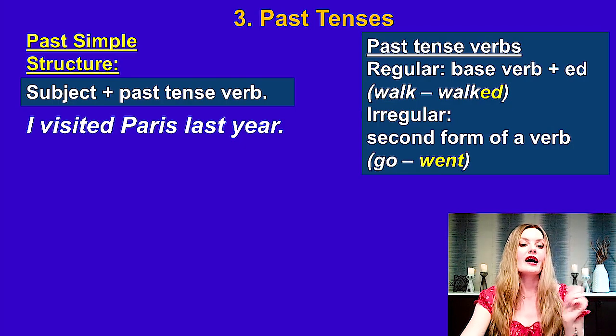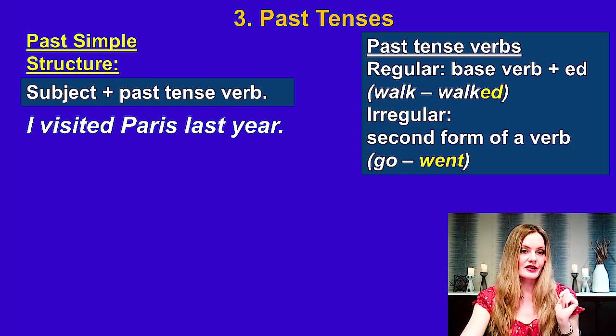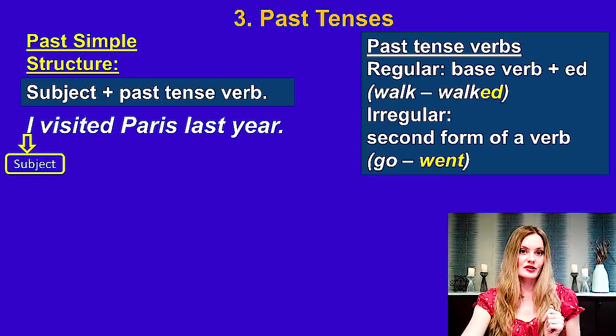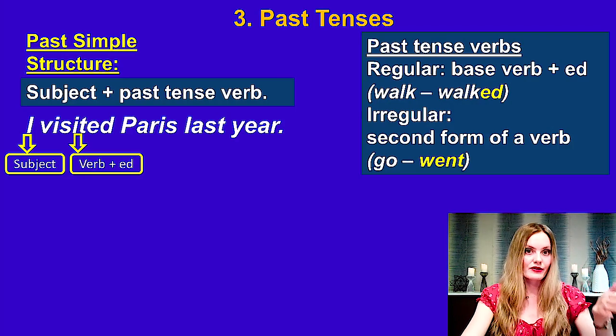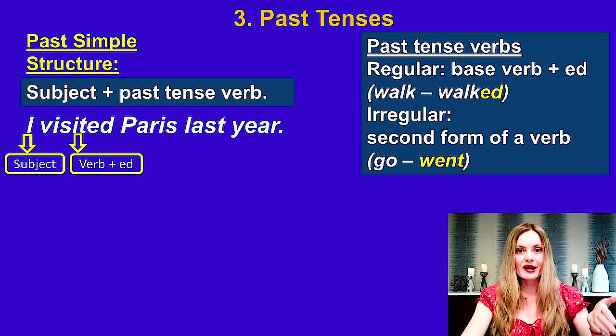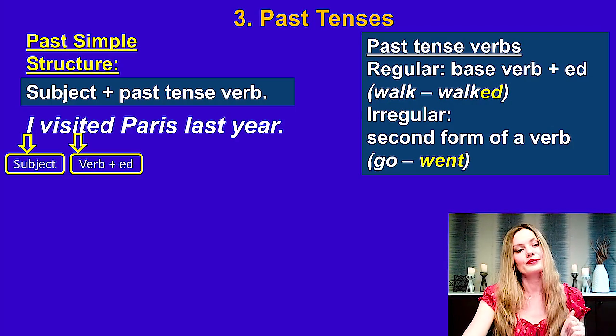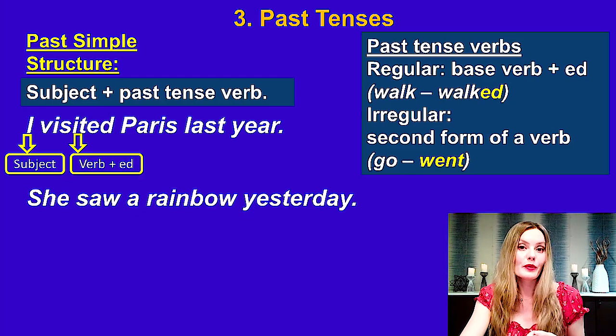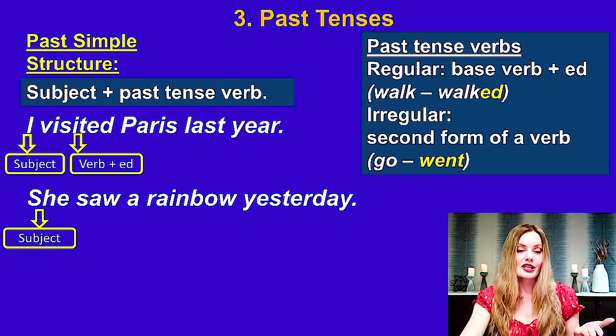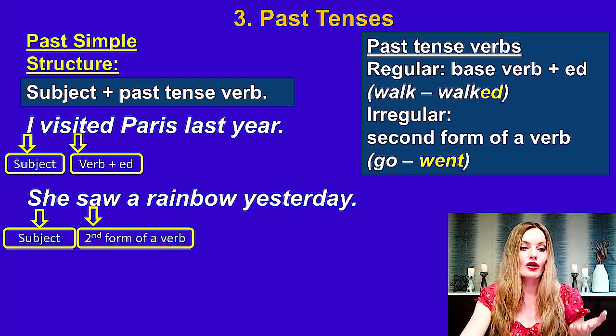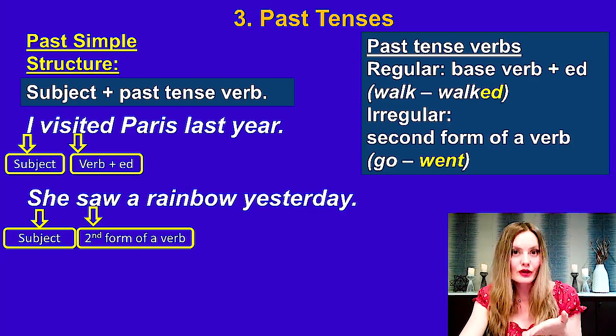For example, I visited Paris last year. I is a subject. Visited is a verb plus ed. It's a past tense verb. She saw a rainbow yesterday. She is a subject. Saw is the second form of a verb.